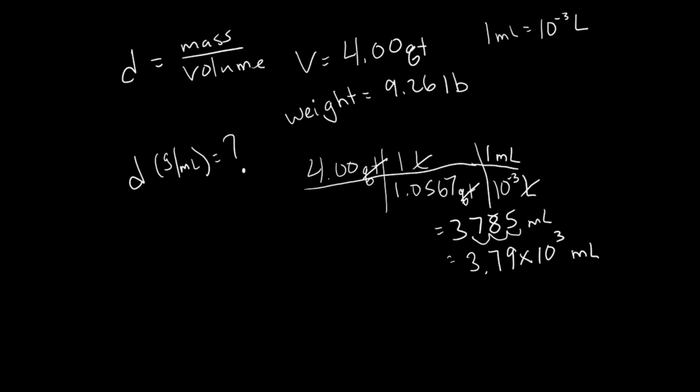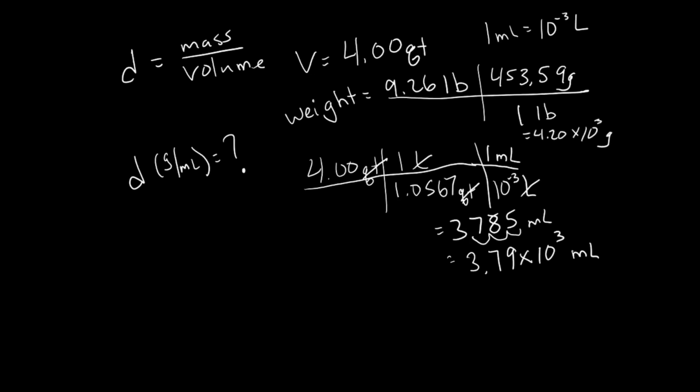Now let's convert our weight to grams. So our table gives us a conversion that there are 453.59 grams per 1 pound. And with sig figs, that comes out to 4.20 times 10 to the 3rd grams.